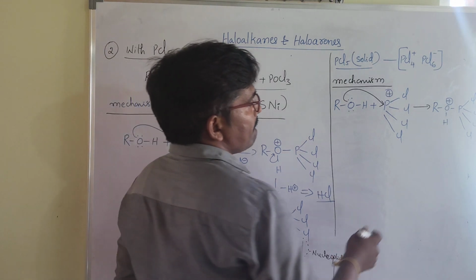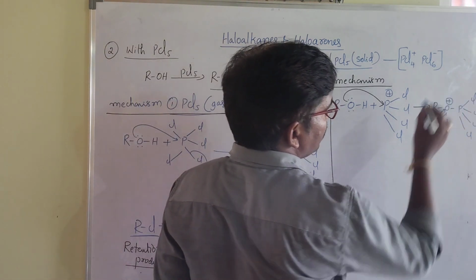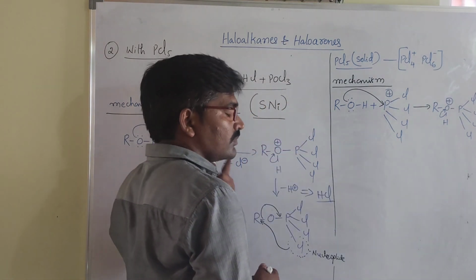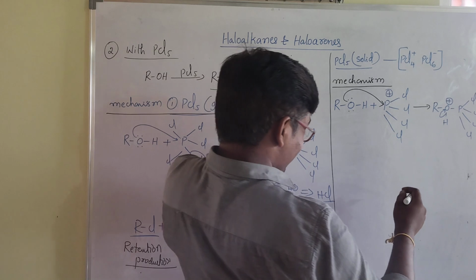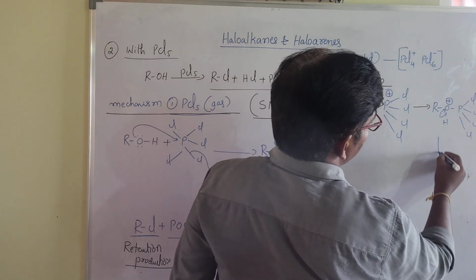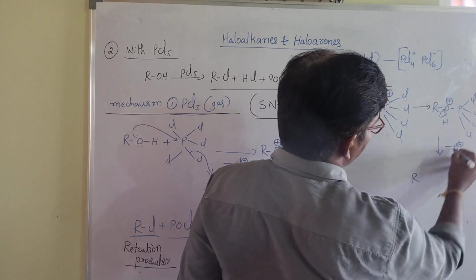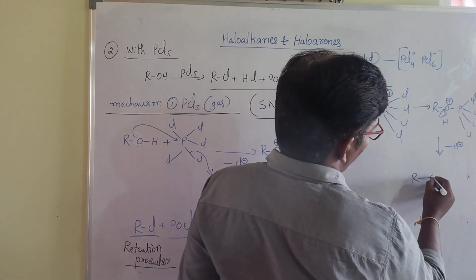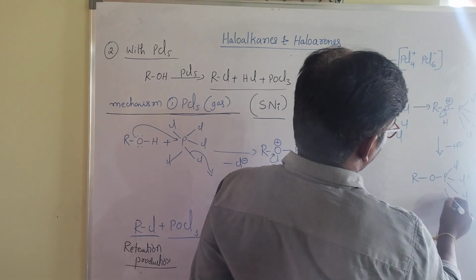So here hydrogen, it will shift as a lone pair of electrons on it. Then what will be formed? So look at R, by the loss of H plus, R, then O, then PCl, then Cl, then Cl, then Cl.